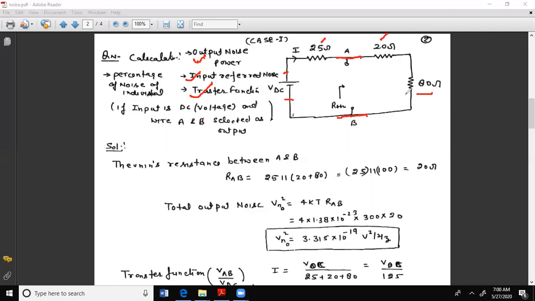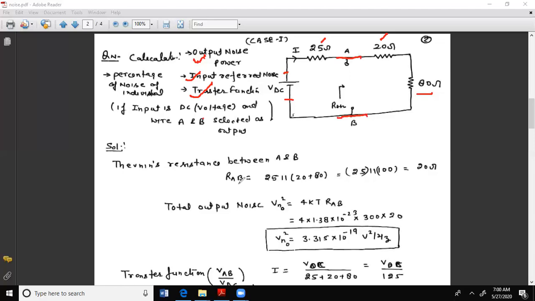Okay, now what are the procedures to solve? First, we calculate the total resistance between the terminals, and multiplied with this formula, we calculate the total output noise. Then we calculate the transfer function and divide the output noise by the square of the transfer function. We will get the input referred noise. Then one by one, we will calculate the noise power of the individual elements.